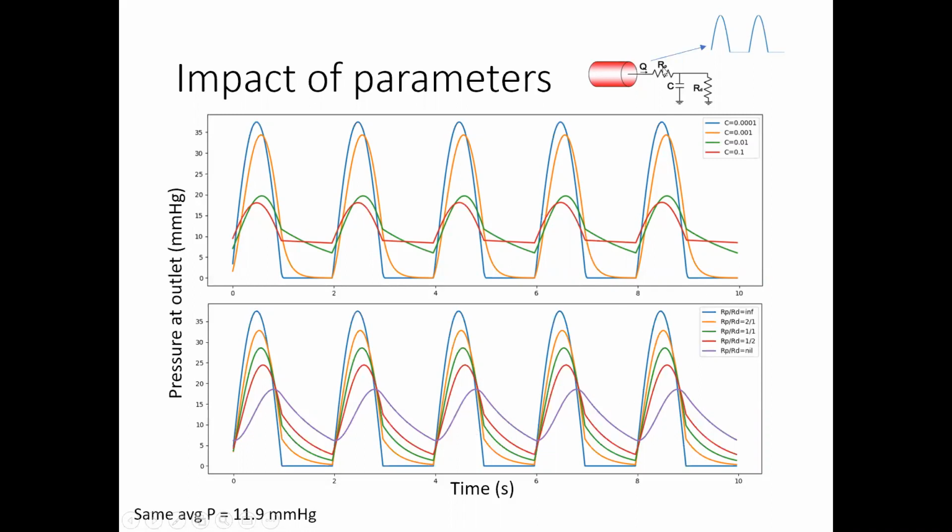We can achieve a similar thing by holding capacitance the same and holding the sum of RP and RD the same, but just varying the ratio of the proximal to distal resistance. Over here, we have a range of these ratios of proximal to distal resistances, and we can see that the overall pressure pulse can be decreased if we decrease the value of this ratio, if we basically increase distal resistance while decreasing proximal resistance and maintaining the same sum of RP to RD.